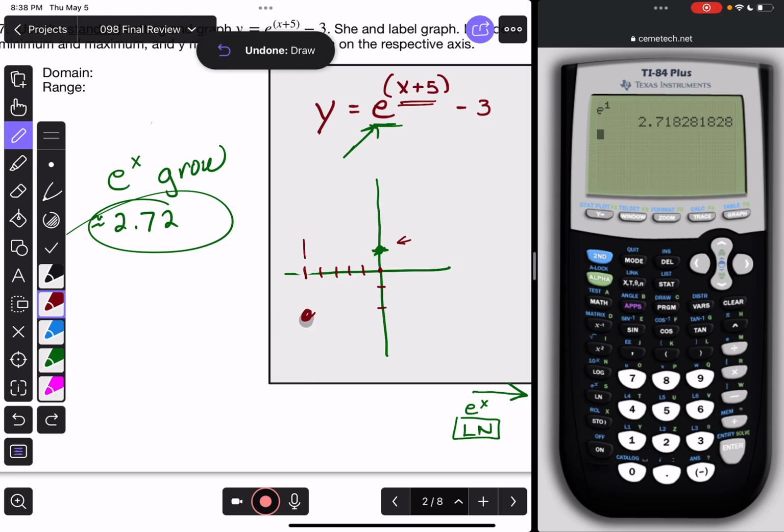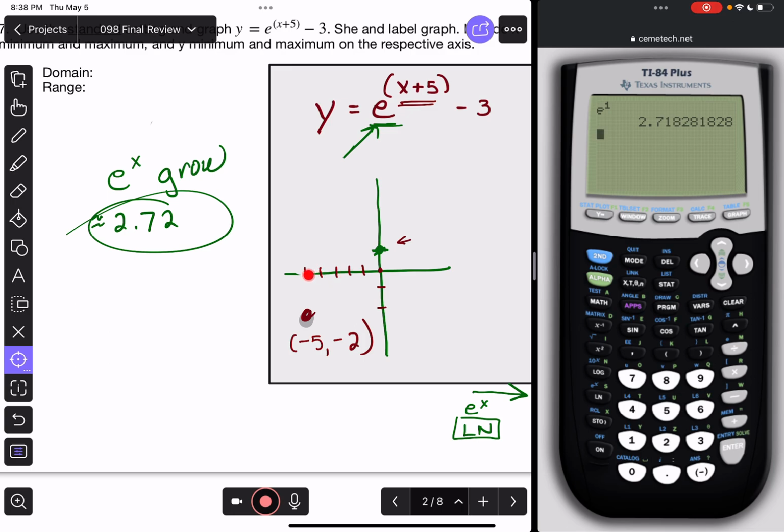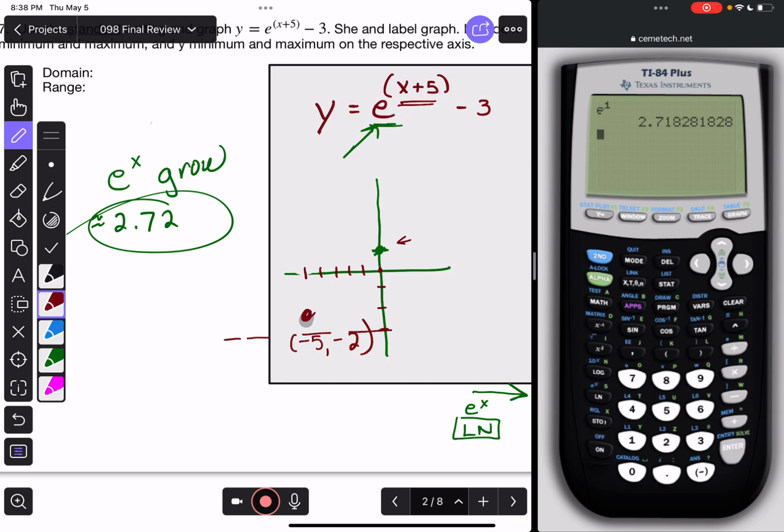So I know this exponential is moving over there. I know where this is. This is at negative 5, negative 2. You can see right here, this is negative 5, and then I had to go down 2. So (-5, -2) is where this exponential is going to run through. My asymptote is normally right here, but that asymptote is going to be shifted down by 3, down to this spot right here. So there's the asymptote. And so my function looks something like this.